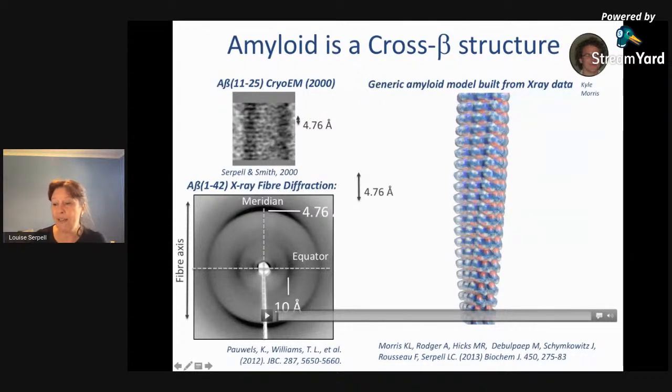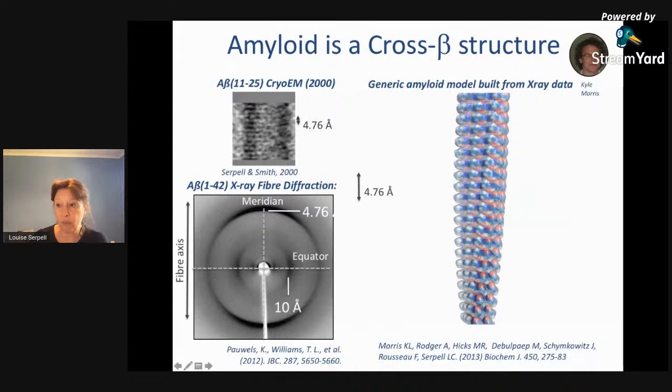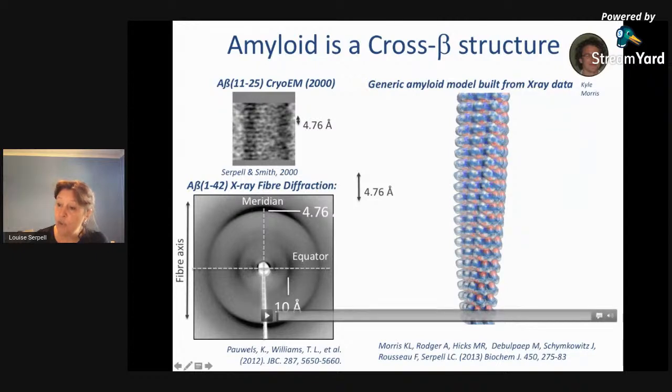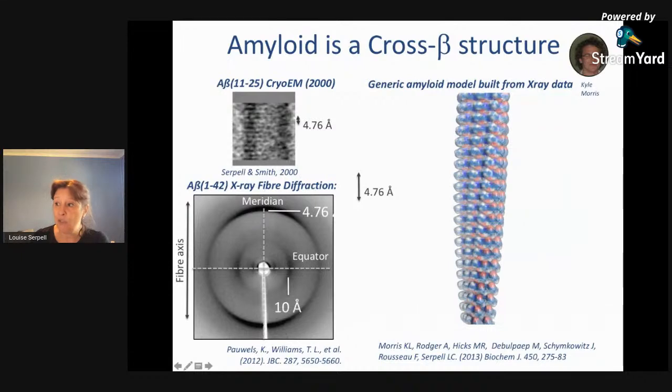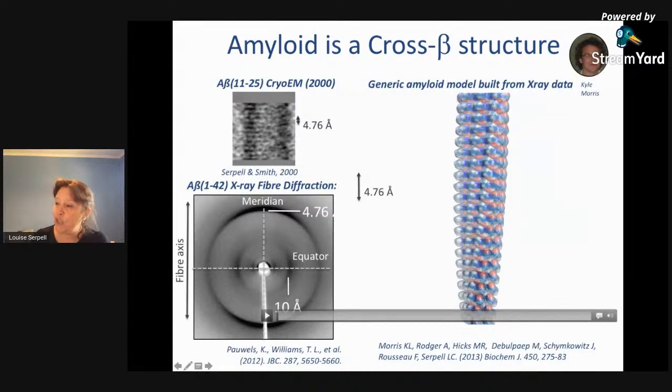We also, in the past, have used X-ray fiber diffraction to look at the structure of lots of different amyloid fibrils, and we always get this very specific X-ray fingerprint. What the X-ray diffraction pattern shows you is, again, 4.76 angstroms on the meridian. So this is a reflection coming from the repeating units along the fiber axis, and then usually a more diffuse reflection at about 10 angstroms. So hopefully this will become a bit clearer when I show you this model.